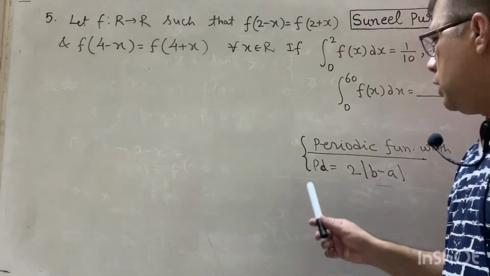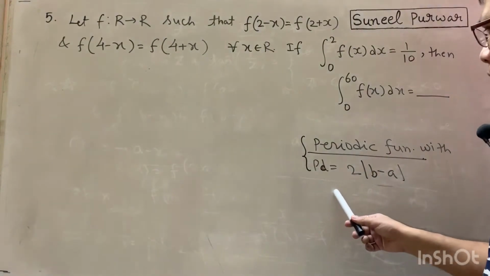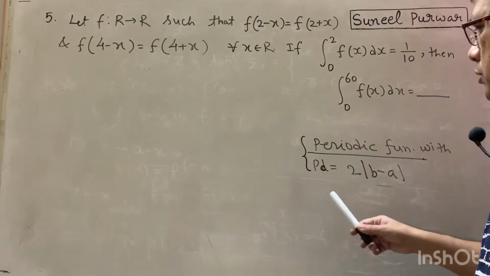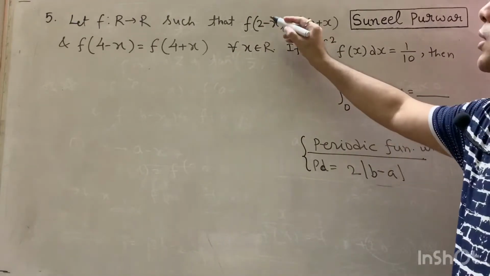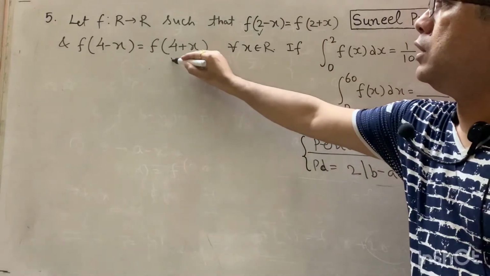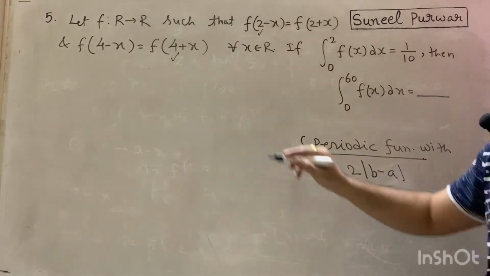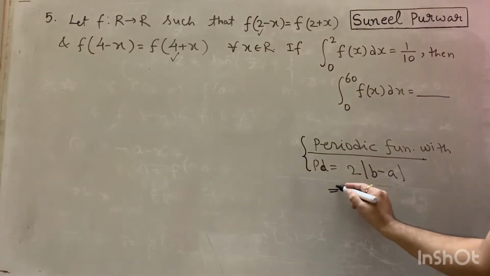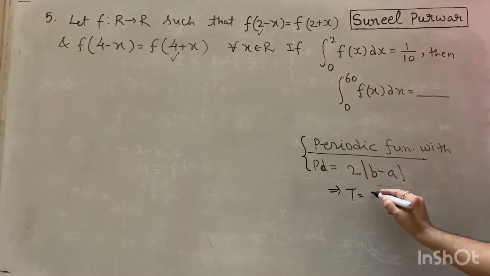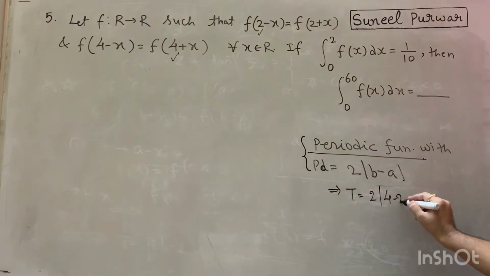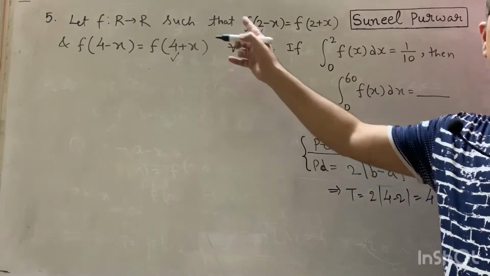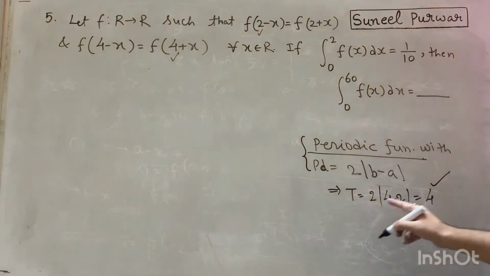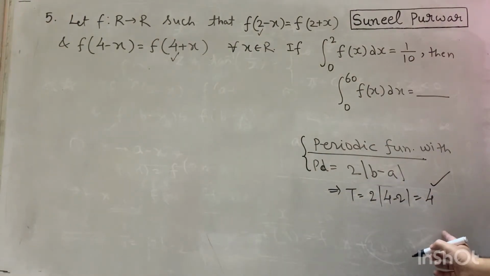So using the information that was told just now, what is going to be the period of this function here? Okay, so you can say a value is 2 and b value is 4. So this f(x) is going to be periodic with period T equal to 2 times mod of 4 minus 2, that is nothing but 4. So f(x) under these two conditions is going to be a periodic function with period equal to 4. Make a note of it.